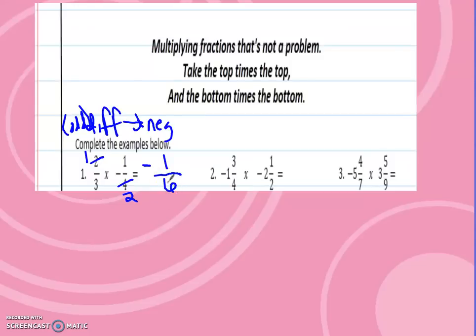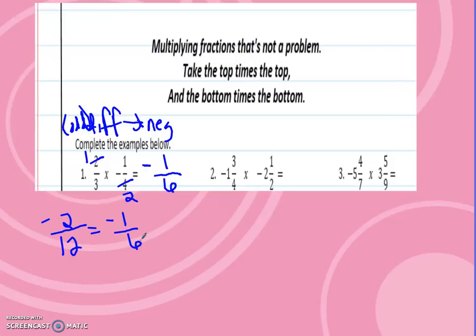Now, let's say I chose not to simplify at the beginning. Would I still get the same answer? Yes. You would just have to simplify more at the end. I think it's easier to simplify at the beginning, especially when we get into the larger numbers. But just to show you, 2 times 1 is 2. 3 times 4 is 12. 2/12 still simplifies to 1/6.